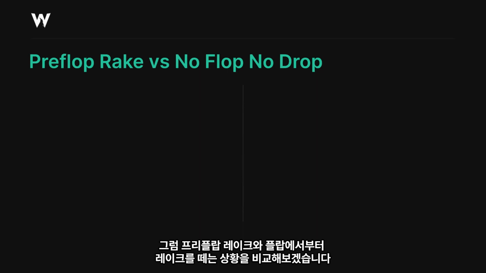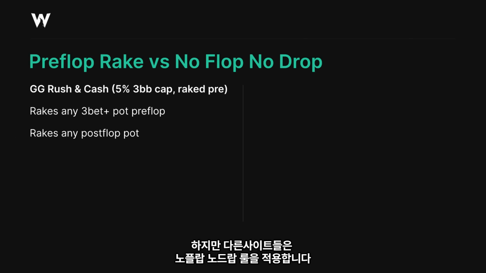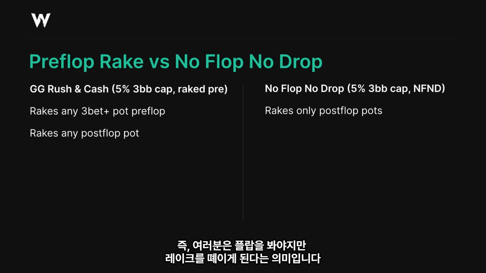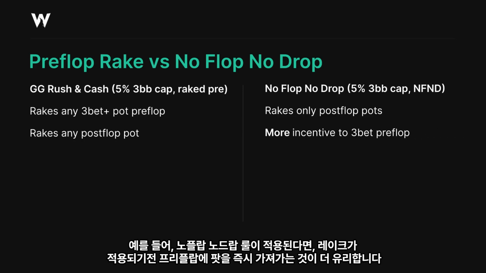Okay, so we've discussed how rake can impact your win rates, but now I'd like to return to strategy. Let's focus on pre-flop rake versus no flop, no drop. If you play on a site like GG, you get charged pre-flop rake. If you play on most other sites, there is a no flop, no drop rule, meaning you only get raked on pots that see a flop. This creates different incentives to 3-bet or call more pre-flop. For example, if there's no flop, no drop, you have more incentive to try and take it down immediately pre-flop before you get charged rake on that pot.